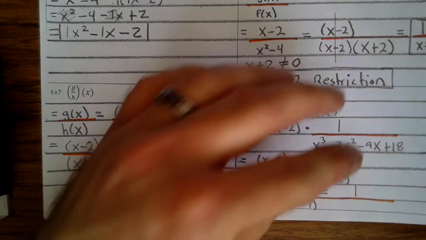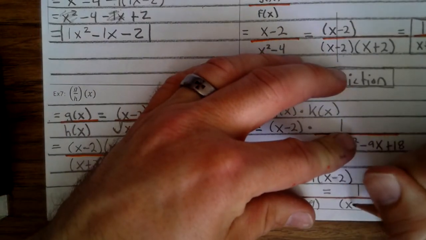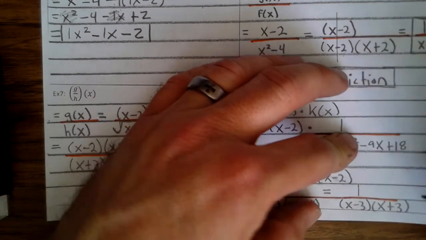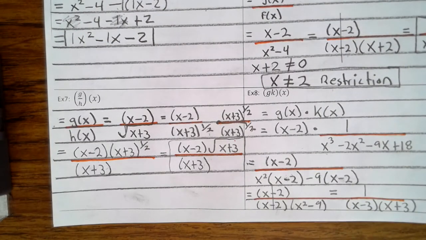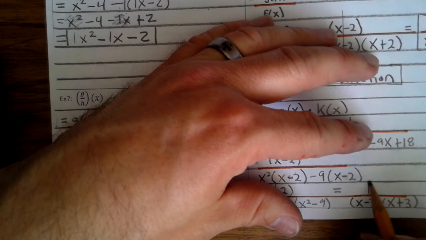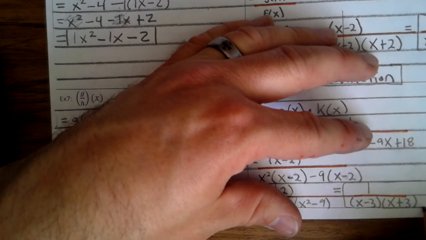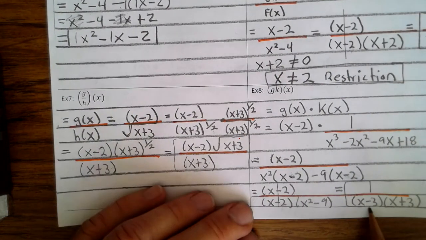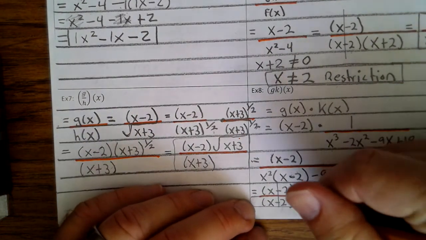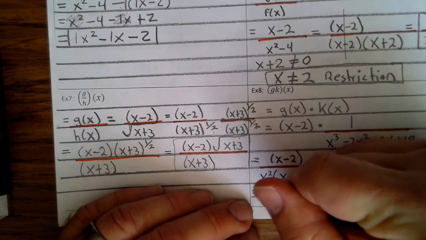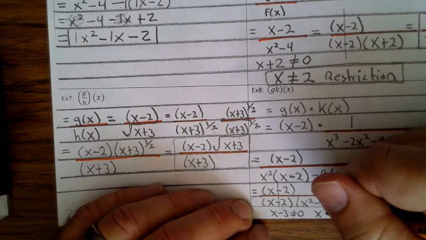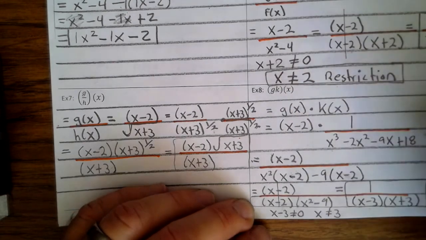Okay. All right. So here, these become your restrictions. So we have x minus 3 not equal to 0, so x does not equal 3. And x plus 3 does not equal 0, so x does not equal negative 3. So there are your restrictions.